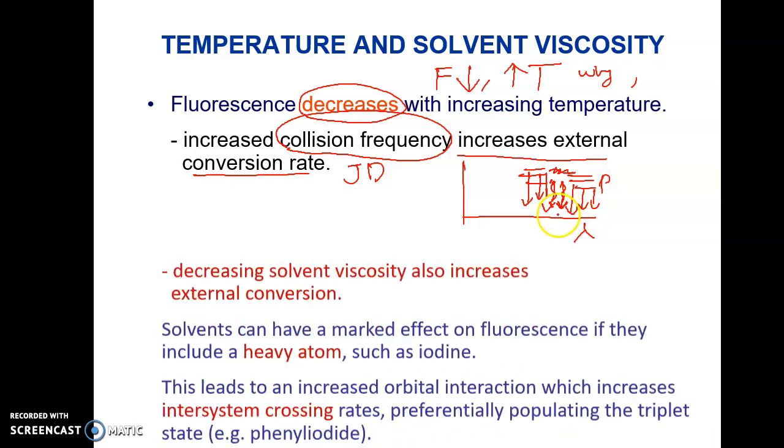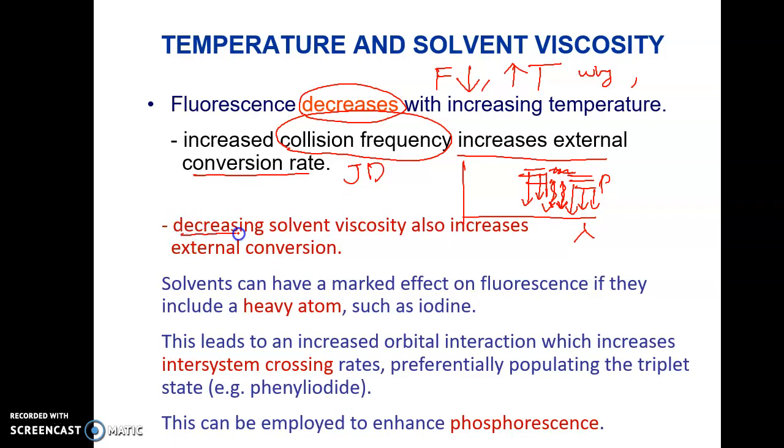Next we go to solvent viscosity. Decreasing solvent viscosity will increase external conversion, therefore your fluorescence will be lower. Lower viscosity will lower down your fluorescence. For example, between pentane and heptane, which one is more viscous? The one that has more carbon inside it will be more viscous. Therefore in this case heptane is a better solvent as compared to pentane.